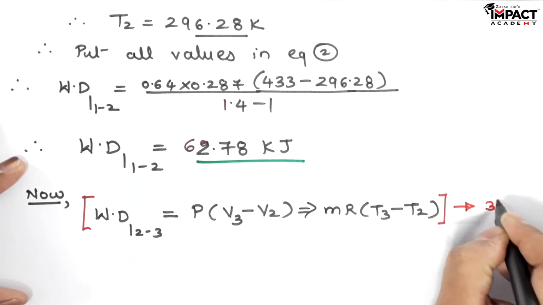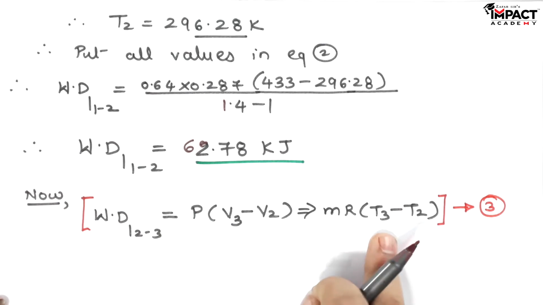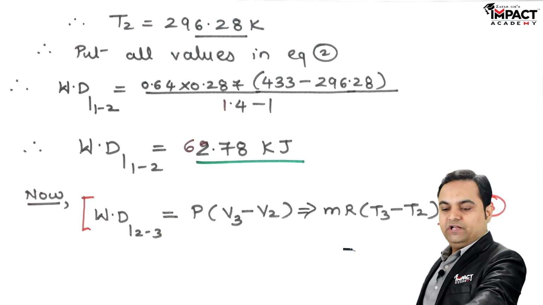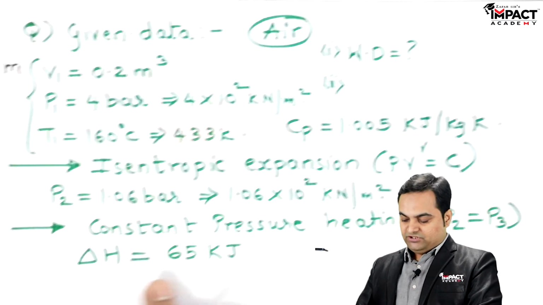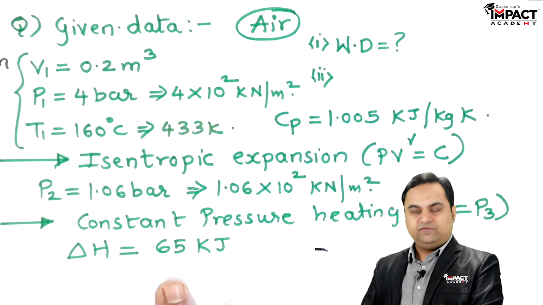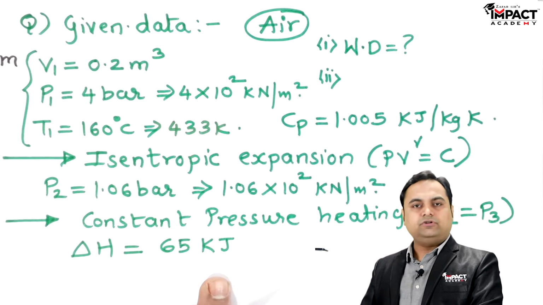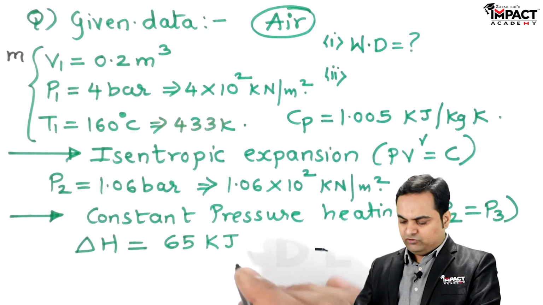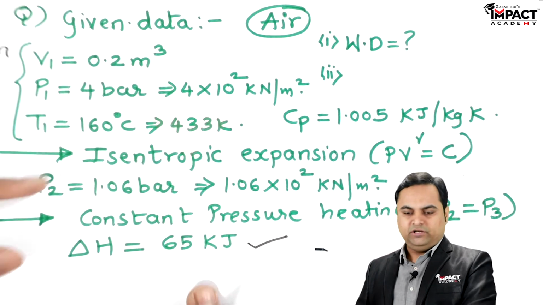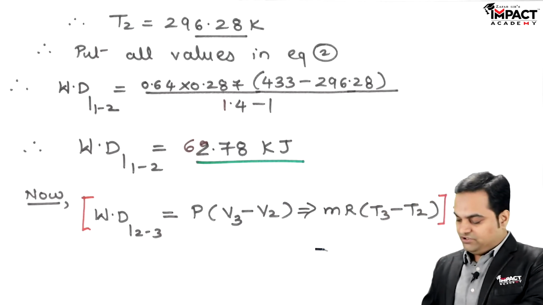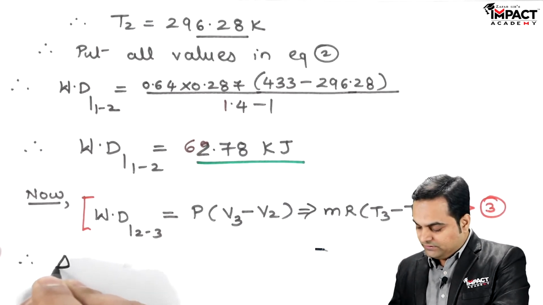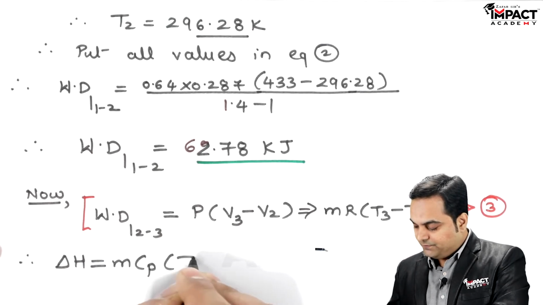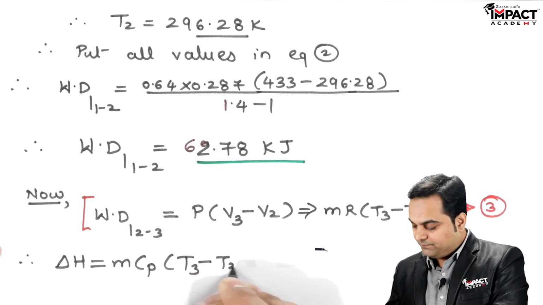Now I am keeping this as equation 3 because we don't know the value of T3 here. For that, in the problem they have given data which we can utilize, and that is the change in enthalpy. Remember, whenever the change in enthalpy is given in the problem, it is used to calculate the temperature. Any unknown temperature can be found by using the change in enthalpy formula. So the change in enthalpy is given by delta H is equal to mCp, the general formula, into T3 minus T2.